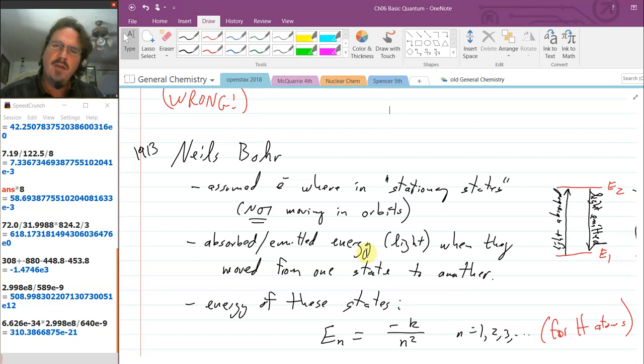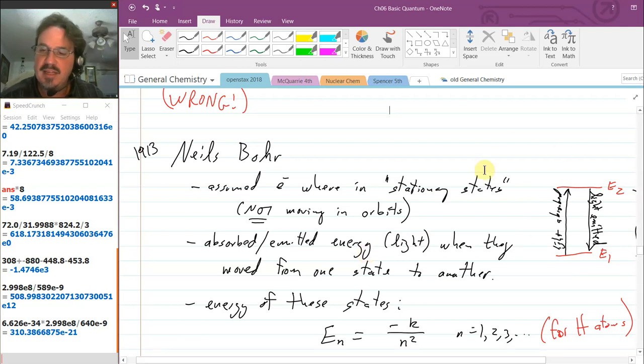Okay, so which implies that if this is true, then those 4 different lines for hydrogen that we see in the line spectrum correspond to 4 different drops, or 4 different changes of these electrons from one state down to a lower state, and it's releasing those energies.